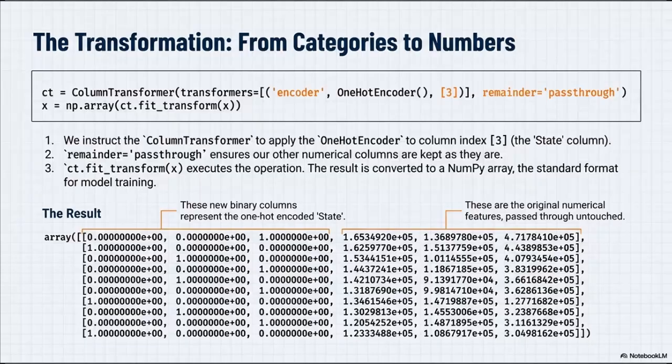That ct.fit_transform(X) command puts our plan into action. The state text column is gone, and in its place, we have new columns of 1s and 0s. A 1 in a column means the startup is from that state, and a 0 means it's not. Just like that, our data is 100% numerical and ready for the model.